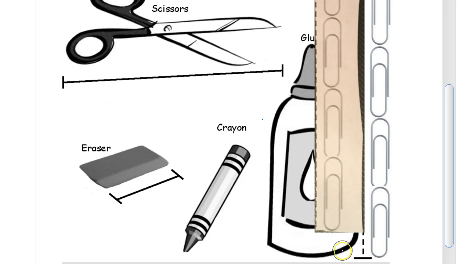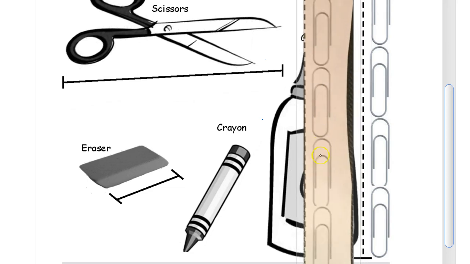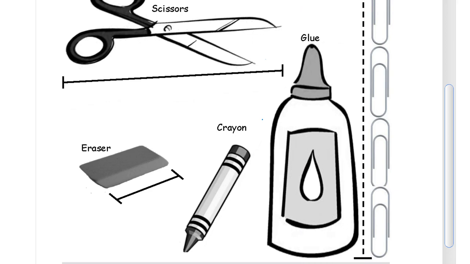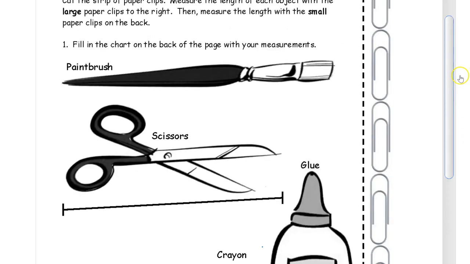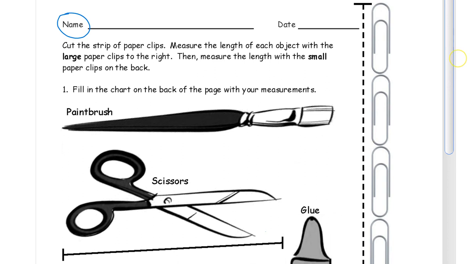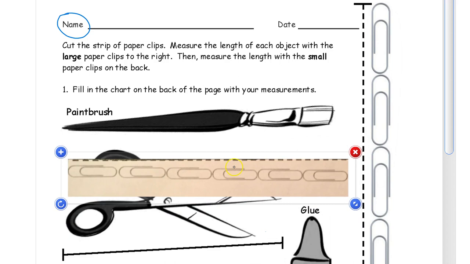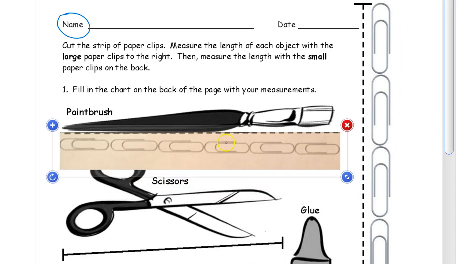Erase all this stuff. Get rid of my large paper clips. Back up to the top. And I'm going to get my small paper clips. All right, here it is. And match up our endpoints from the end of the paintbrush handle.